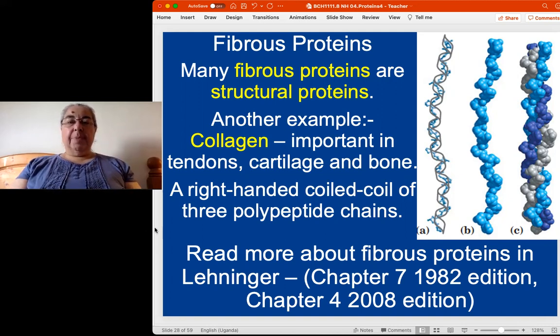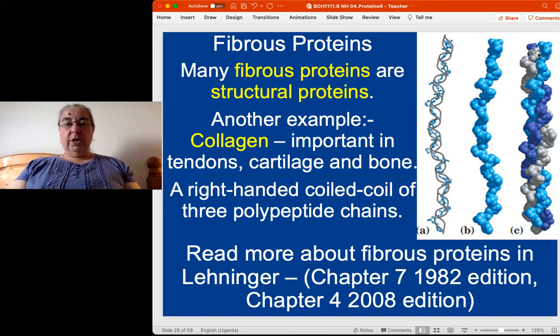Another important example of a fibrous protein is collagen, which is important in tendons and cartilage and bone. And here's just a diagram of collagen. It's a right-handed coiled coil of 3 polypeptide chains. Here is a wireframe model emphasizing an alpha helical shape, and here is a space filling model of a single chain and the trimer, the 3 chains wound around each other.